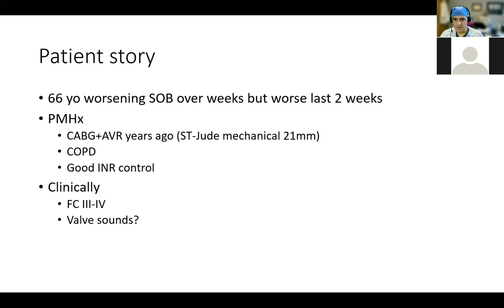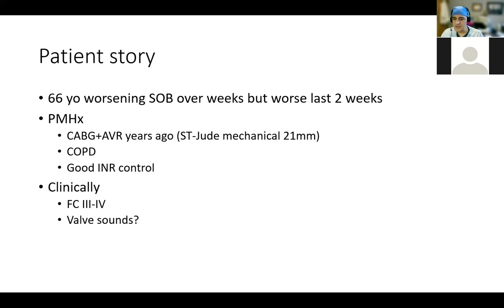And a St. Jude mechanical valve, 21, was what was in place. So small aortic prosthesis, 19 being the smallest. COPD, so significant lung disease, asthma history, and, quote unquote, good INR control. So based on the evidence or the questions that we would ask, the patient had reasonable INR control. And clinically, however, they're functional class 3 to 4, so really short of breath even at rest.